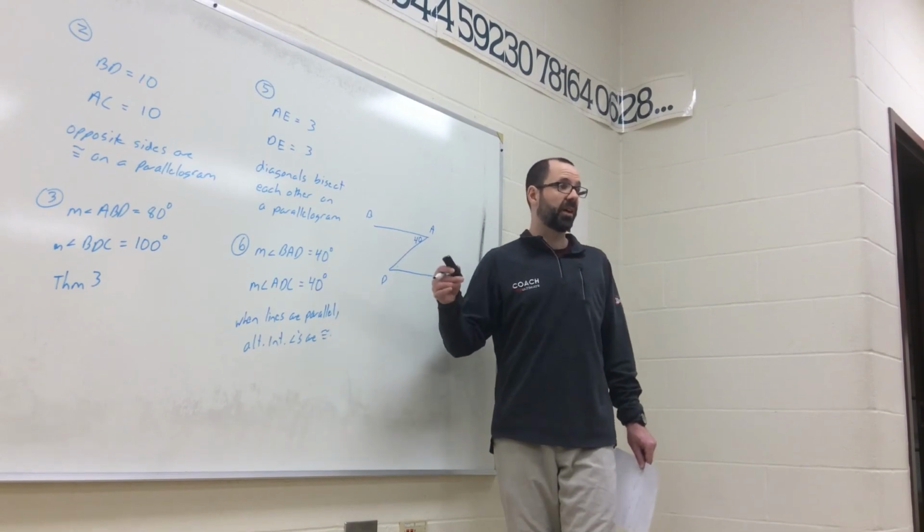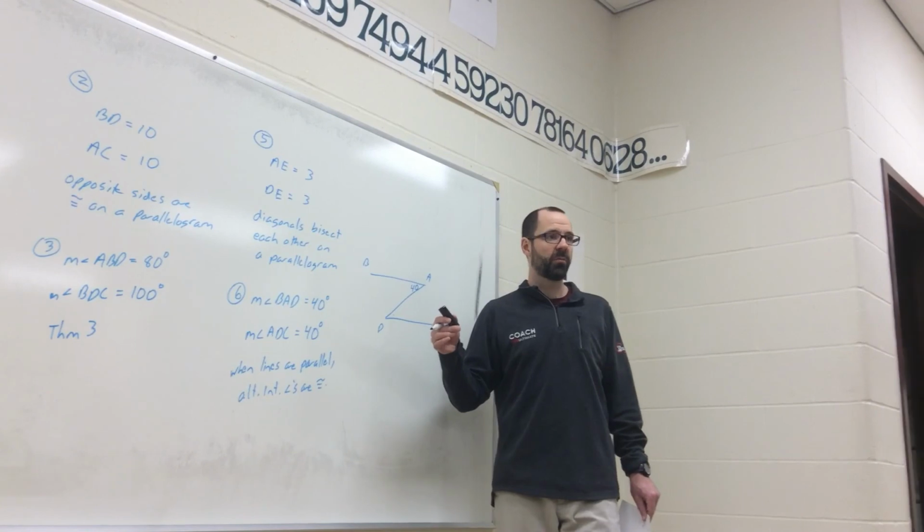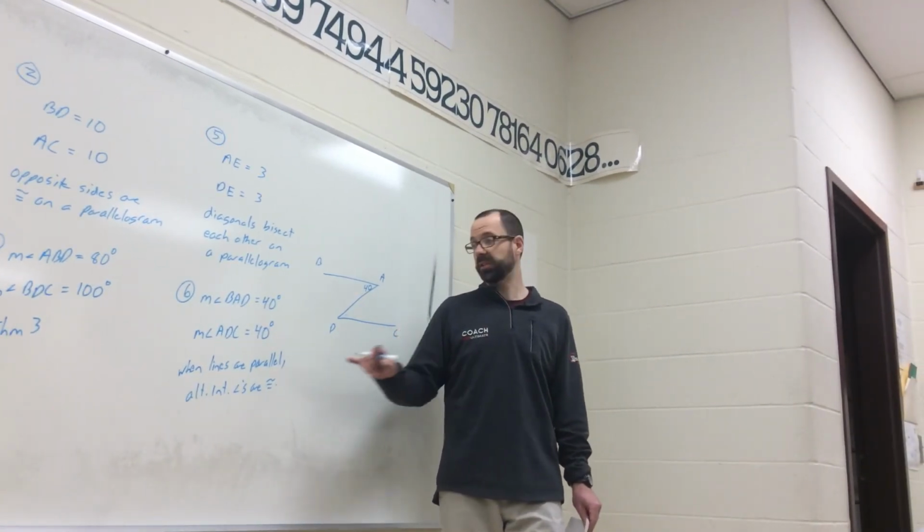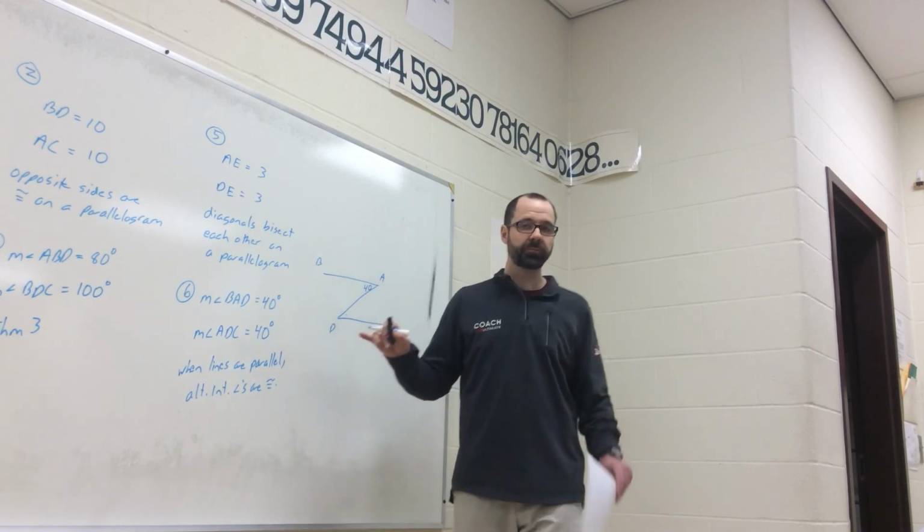So when you have a parallelogram, there's parallel lines, which then you know other stuff about angles formed by parallel lines. So that's what's going on with number 6. So when you get the paper, you can start with number 7.